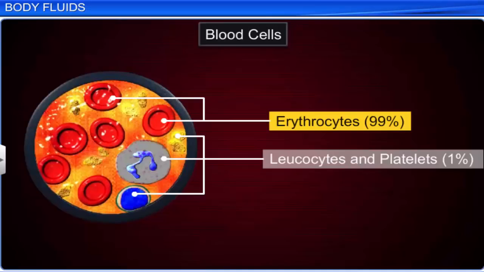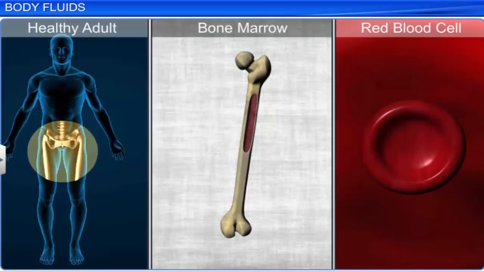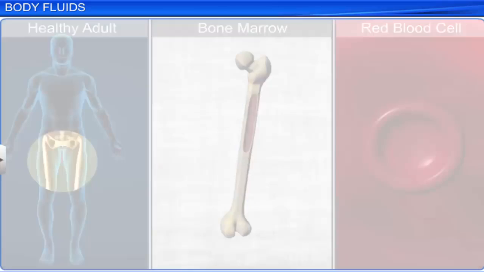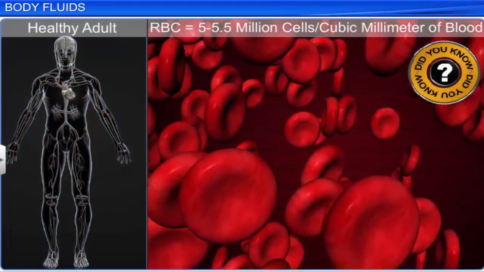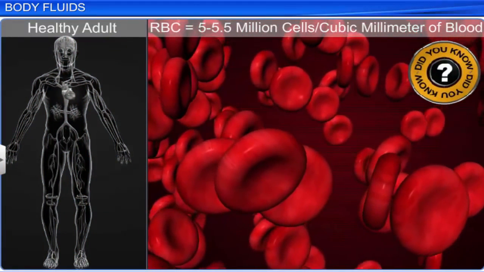Erythrocytes, or red blood cells, comprise 99% of formed elements. In adults, they are formed in the bone marrow. Did you know that a cubic millimeter of blood contains around 5 to 5.5 million RBCs?